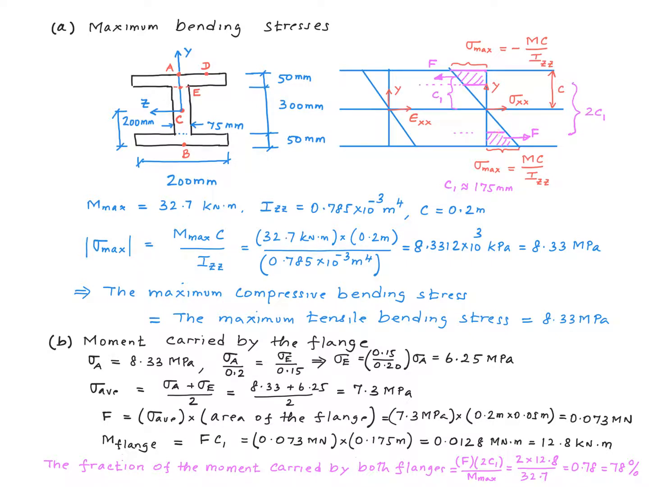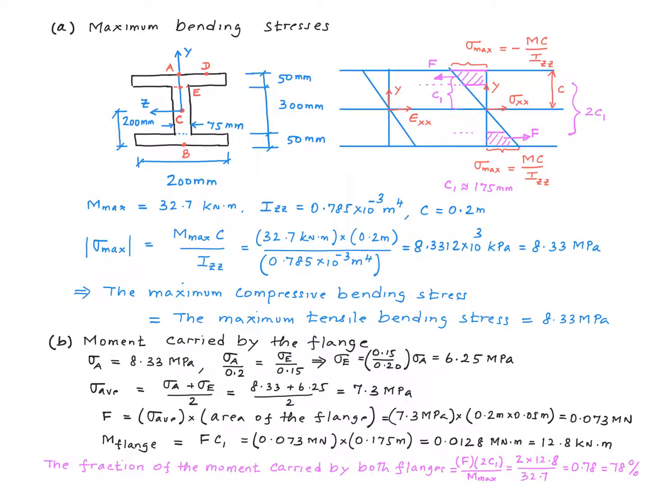If we add the 2, that will be the total moment carried by both flanges. That will be F multiplied by 2C1, right? Or 2 times the M flange, the moment that we just calculated, right? So the total moment carried by the flanges would be 2 times 12.8. The actual moment acting on the cross-section is 32.7, and therefore the ratio between the two is 0.78.